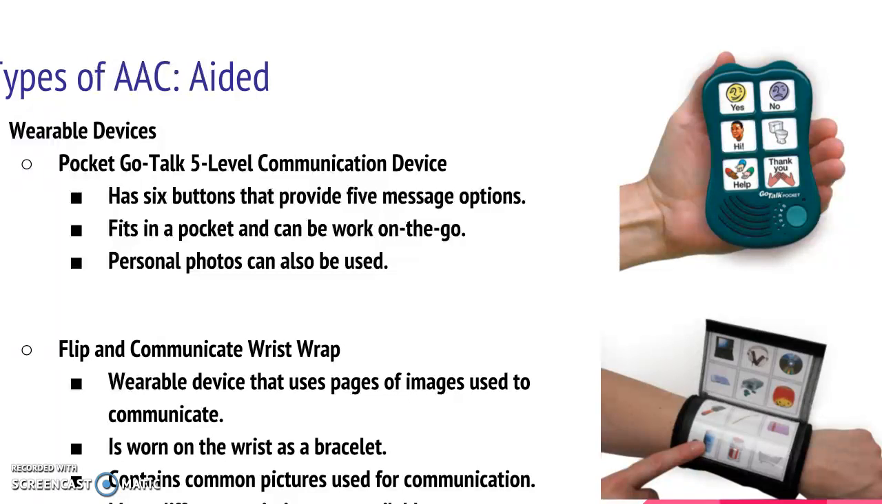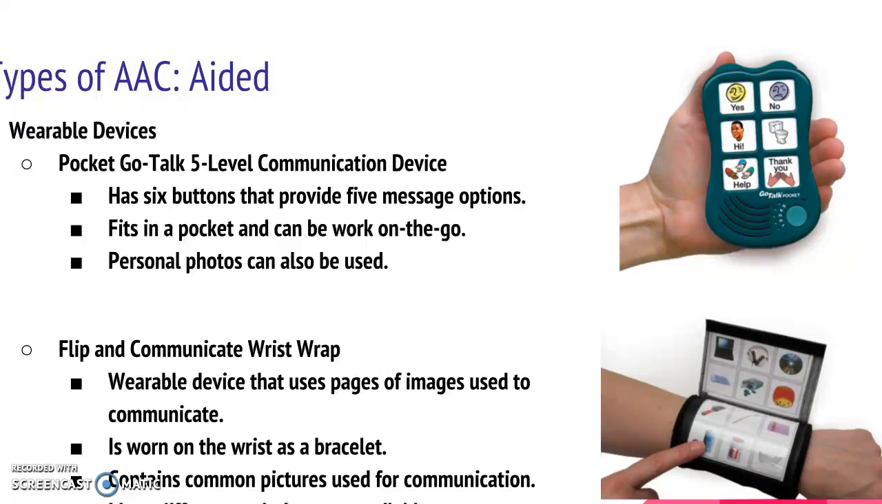Another form of AAC that is aided are wearable devices. The first example is located on the top and is called a Pocket Go Talk 5-level communication device. This device has 6 buttons that provide the most common uses of messages, such as yes, no, hello, thank you, and bathroom. This is effective because it can fit in a child's pocket and can be used any place in a school or outside of school. Personal photos can also be used to help the child communicate.